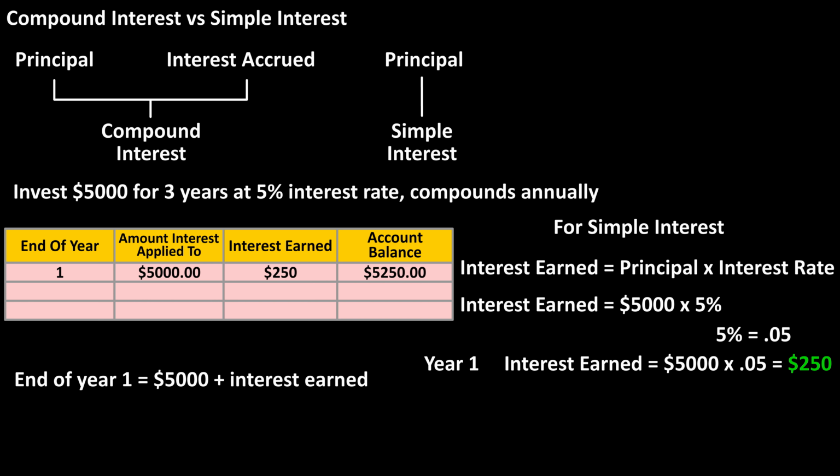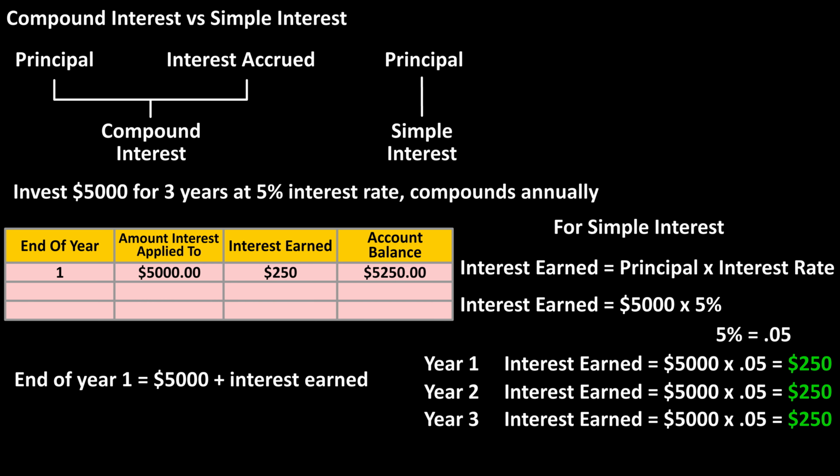Since simple interest is only applied to the principal amount invested, the annual interest paid on the account will always be $250. So $250 at the end of year 2, and another $250 at the end of year 3. And after 3 years, we have a total of $750 of interest earned.